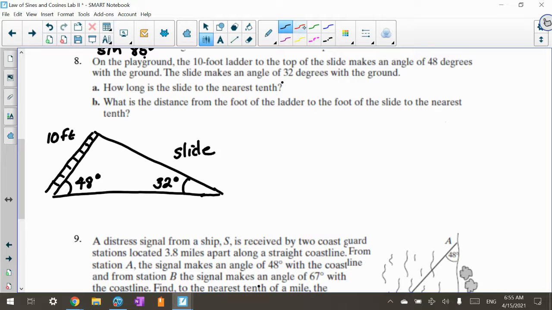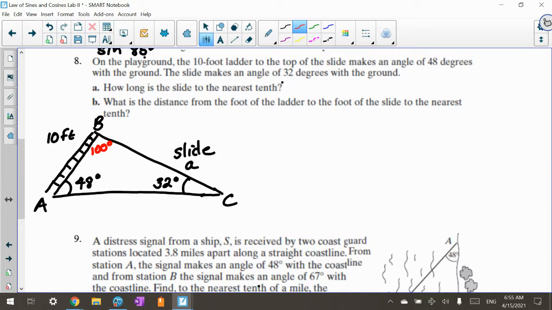So I'm going to first label these A, B, C, because that helps. So I'm really looking for little a for the slide. And I look at what I have, and I see I have these two angles here, and I'm like, oh, yay, I know this angle up here is 100 degrees. I don't know if this will come in handy, but I do have one side. I do have this side opposite this angle, so that means I can use the law of sines.